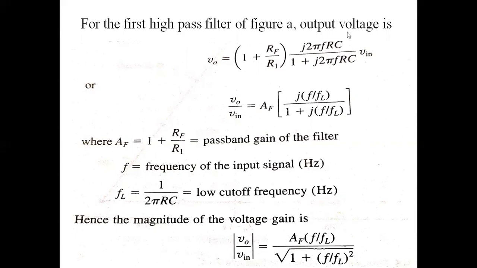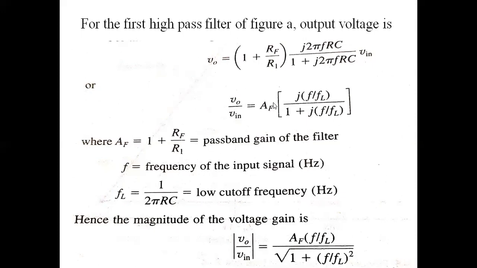In this way, we can determine the first order high pass filter output voltage. It is given by the equation, gain into the voltage divider term. And now V0 by Vin becomes equal to AF, the passband gain, into j f by fL divided by 1 plus j f by fL. So we have rewritten the above equation in these forms.